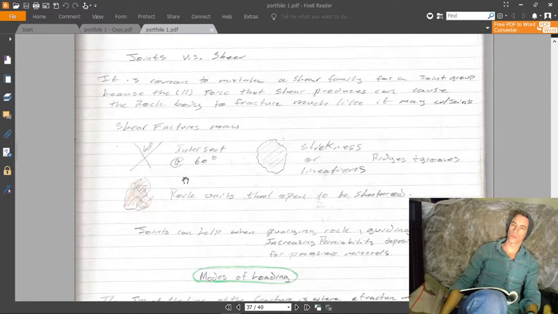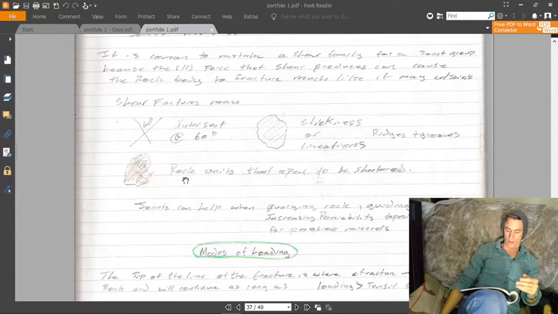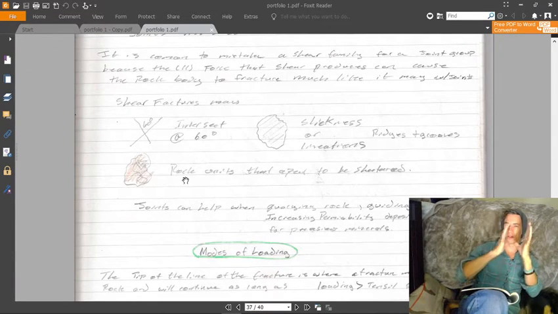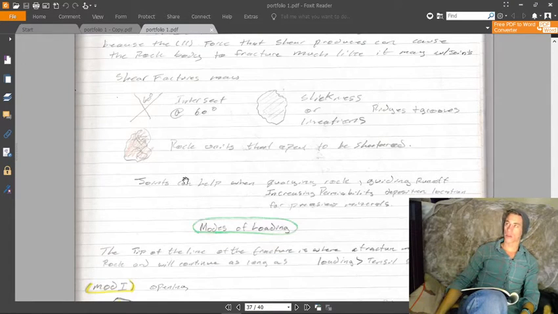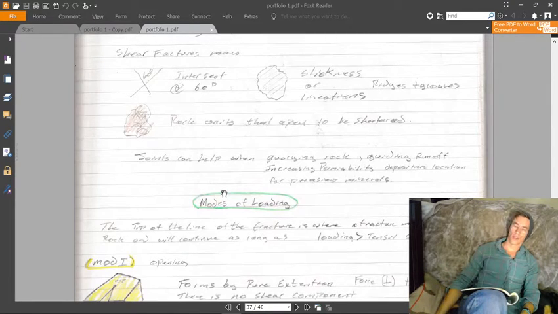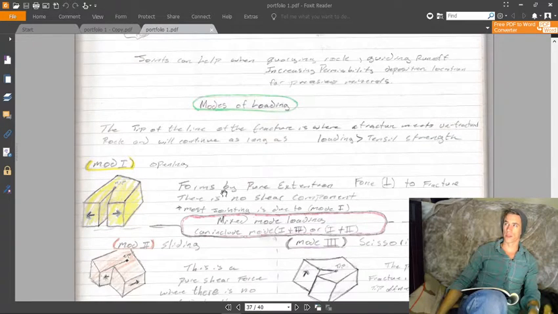But most joints intersect at about 60 degrees, and a lot of times rock units that appear to be shattered usually aren't due to jointing. It's usually due to moving and shear. And joints are really useful in geologic terms for finding a bunch of different things like minerals, or deciding where water is going to flow in the subsurface, or stuff like that.